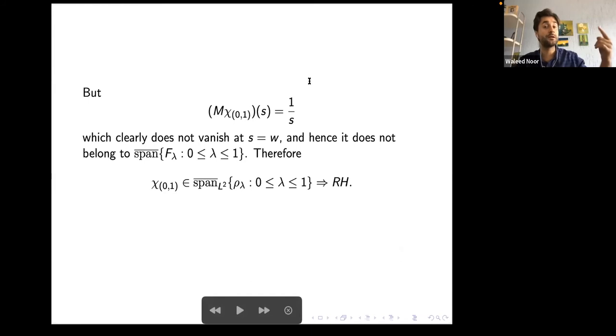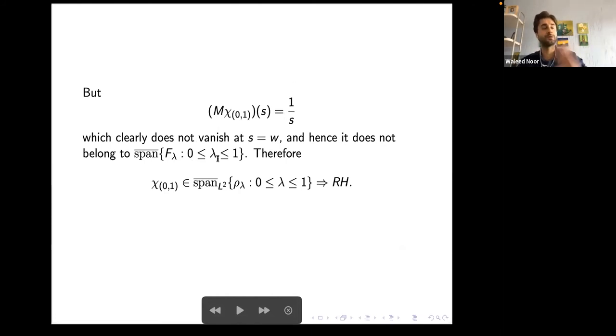Okay, so now let's see what happens when we take the Mellin transform of the characteristic function from the Nyman-Burling theorem. We get the function 1 over s, but notice the function 1 over s doesn't have any zeros. So in other words, what we have shown is that 1 over s cannot belong to the span closure of these f lambda, because all the functions here must vanish at the point w. So 1 over s does not belong here.